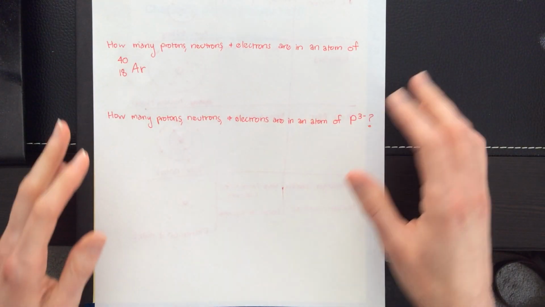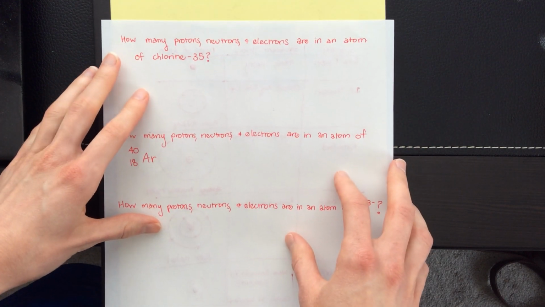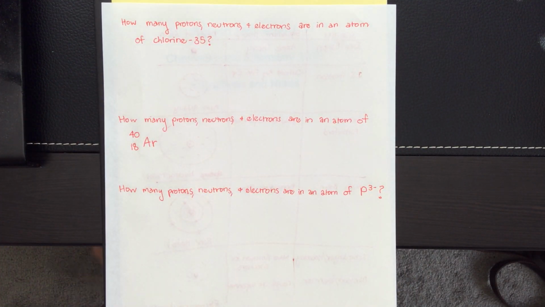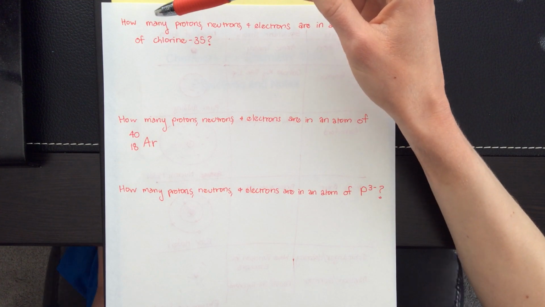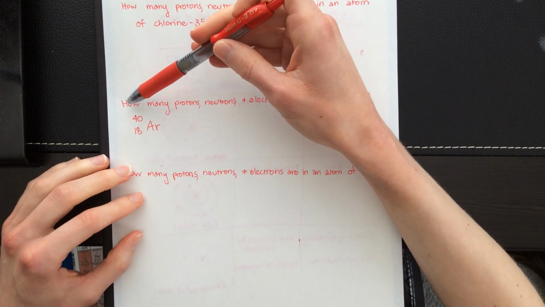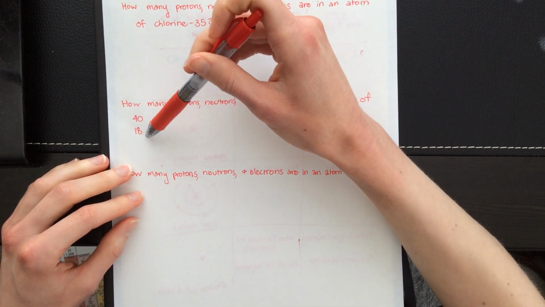Next thing you need to be able to do is find the number of protons, neutrons, and electrons in an atom. So you'll need your periodic table for this, but it's pretty easy once you remember. So first question, actually let's do this middle one first. This one's a little bit easier. How many protons, neutrons, and electrons are in an atom of argon?